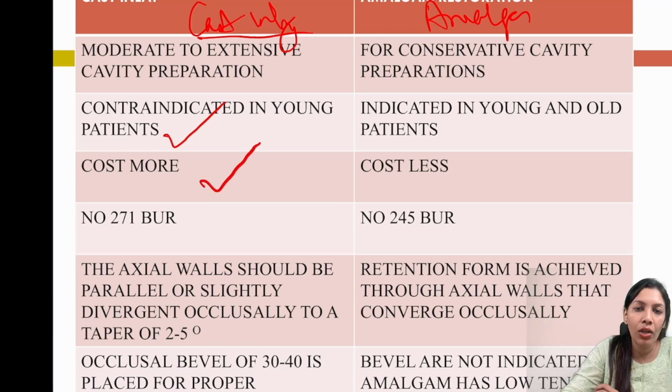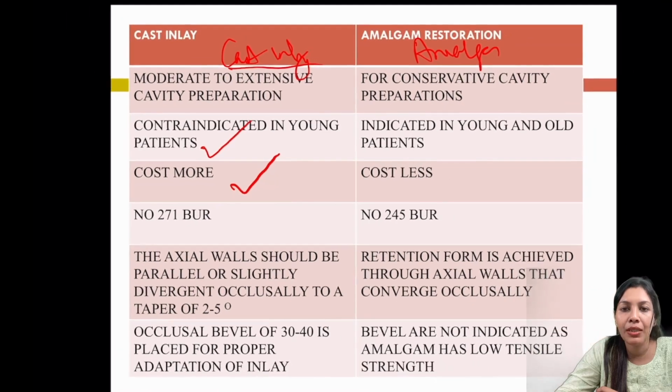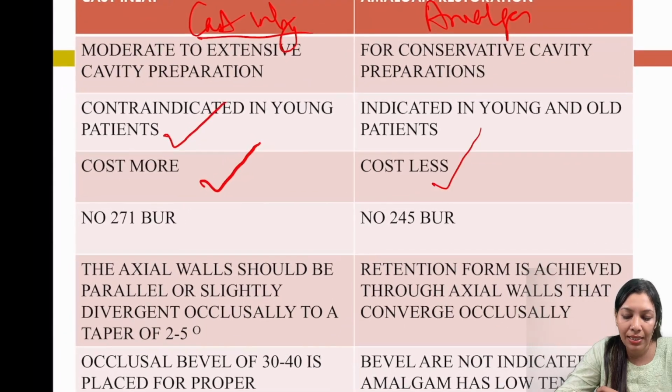The cost is more in cast inlay. Why? Because we will be taking an impression and sending it outside the clinic, where a lab setting is required. So it costs more. While an amalgam restoration costs less, mainly because it is a direct procedure which is completed within a single visit itself.